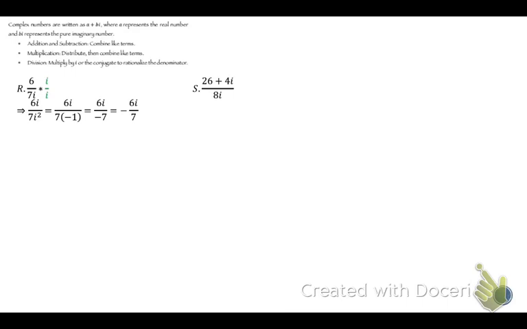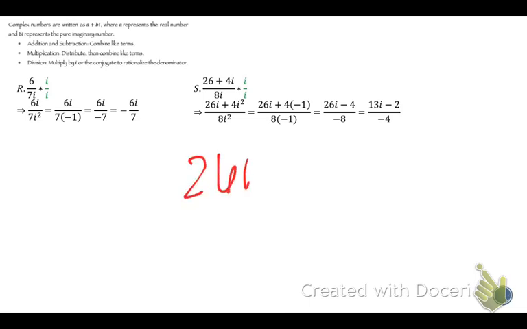So this one, we want to get rid of that i, so we're just going to multiply top and bottom by i. And that's going to be 26i, because this has to go to both of these. So that'll be 26i plus 4i squared over 8i squared. Now, anywhere there's an i squared, we're going to plug in negative 1. So that's going to be 26i minus 4 over negative 8. We got to go back to that step. So if we have 26i minus 4 over negative 8.